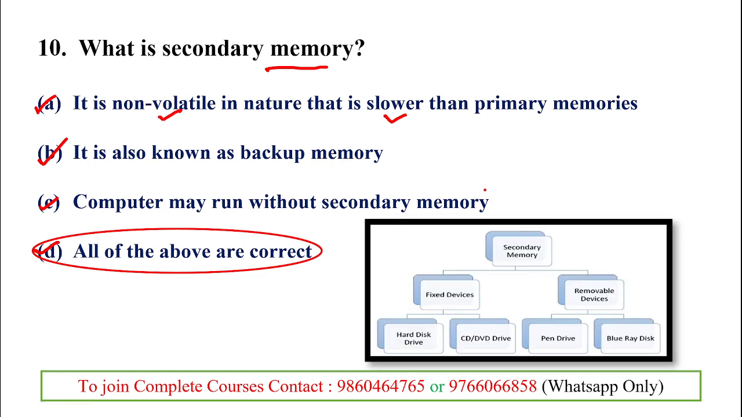Clear? Then secondary memory has two important variations: fixed devices and removable devices. Fixed devices are, when we want to retrieve the information, we connect devices like hard disk drive, CD or DVD. But removable devices are like pen drive, Blu-ray disc, etc. Currently, most of the information we use or store is on these removable devices.